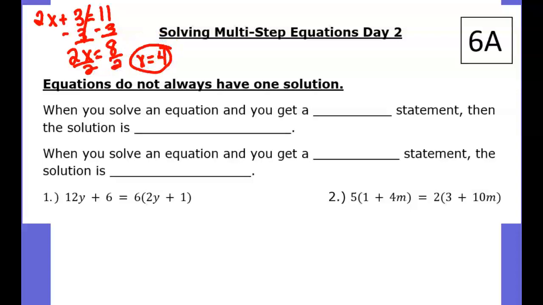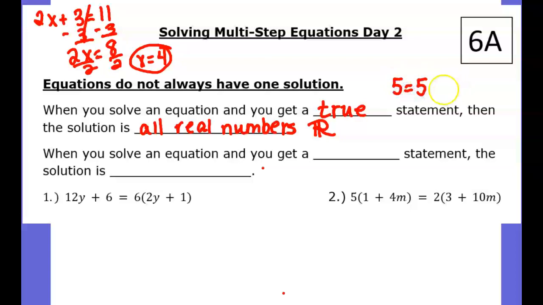If you solve an equation and you get a true statement, and this will make sense in a minute, then the solution is considered all real numbers. Okay, and we use a special symbol for all real numbers. You might see it every now and then. It looks like an R, but it has 2 lines. And what I mean by a true statement is if I have something like this, it ends with 5 equals 5. Well, we know that 5 equals 5, so we say that's true.